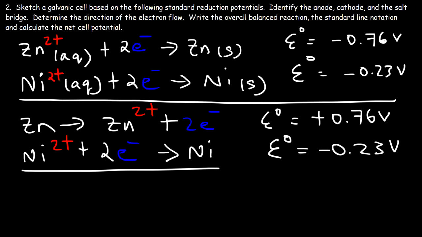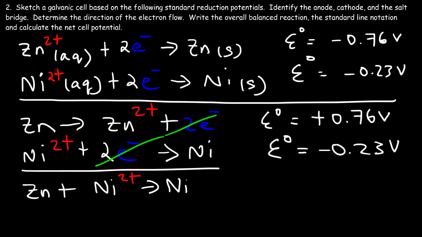Now, once the electrons are on opposite sides, we can add the two reactions. And so notice that the electrons will cancel. And so this is going to be zinc plus nickel 2 plus, and this is going to produce nickel metal. These are in the solid phase. And then zinc 2 plus. All of the ions are in the aqueous phase. So just keep that in mind.